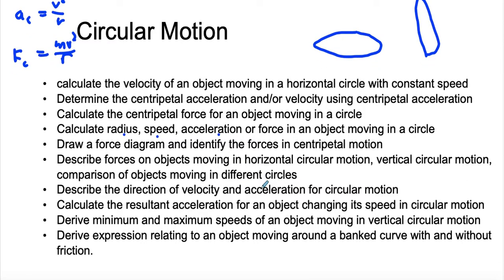Always the net force, if it's in uniform circular motion, is going to be towards the center of the object. What is that force, though? Is it tension? Is it friction? What is causing it to go in that circular motion? So identify the forces.